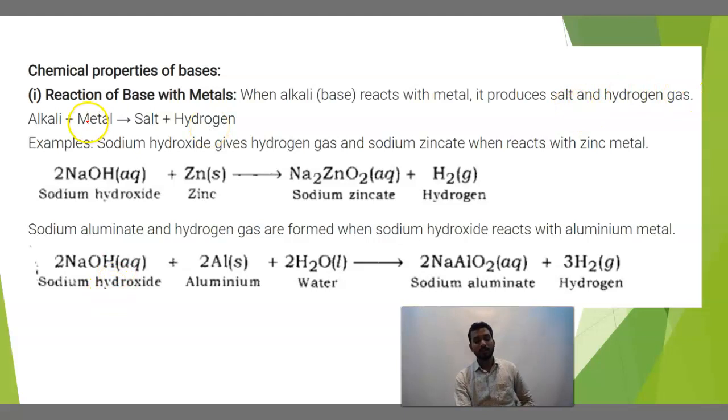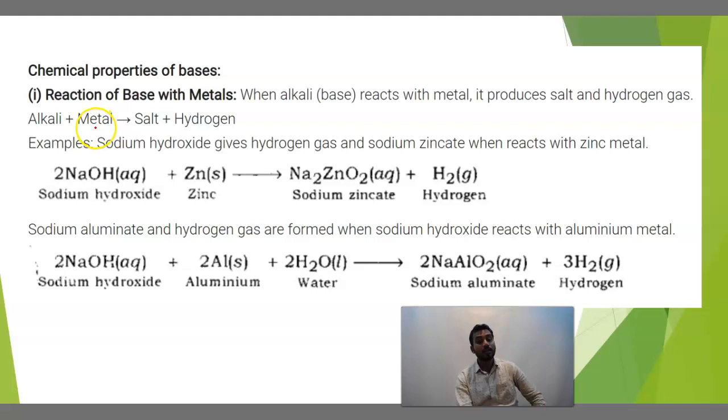Alkali plus metal, alkali is nothing but base. Alkali plus metal will give salt and hydrogen. But remember, hydroxide is not there. Why? Because it is alkali. It also belongs to the base family only, but it is not 100% base. As I said, alkali metals will not produce OH minus ions. Understood?